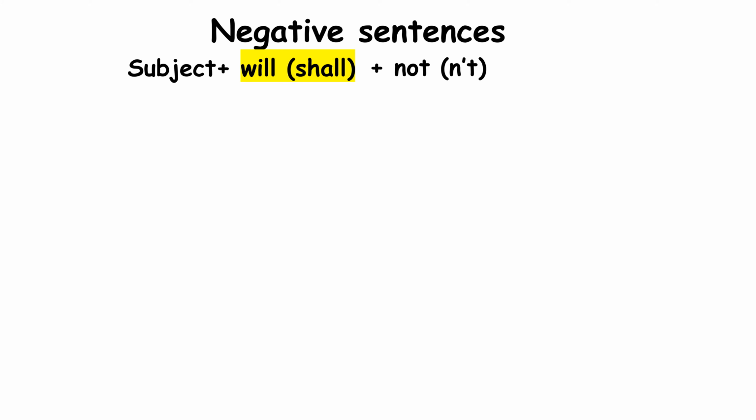Now on this slide, we'll learn how to use the future tense form of to be in negative sentences. For this, we'll keep the same sentence structure we have for affirmative sentences, that is subject followed by will or shall, and then to make it negative, we'll simply add not right after will or shall. Now let's look at it in a few examples.